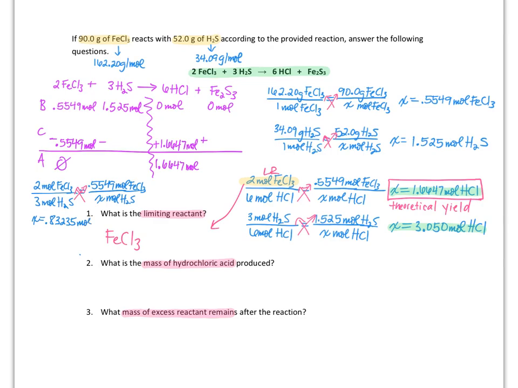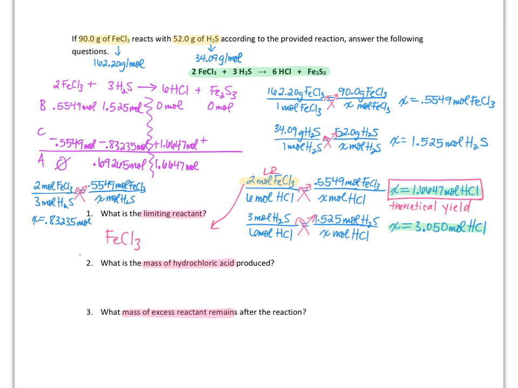moles. Okay, I'm going to go ahead and put that in my change line. We're going to subtract that, minus 0.83235 moles, and then I can go ahead and evaluate to find out how much of that H2S is going to be left over. 1.525 minus that 0.83235 is going to give me 0.69265 moles left over. Okay, we'll convert that into grams in just a minute to find out question number 3.